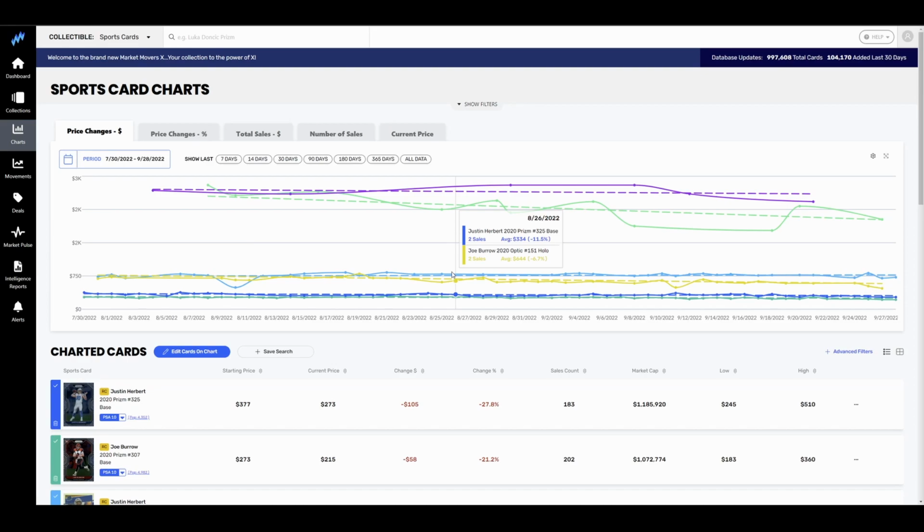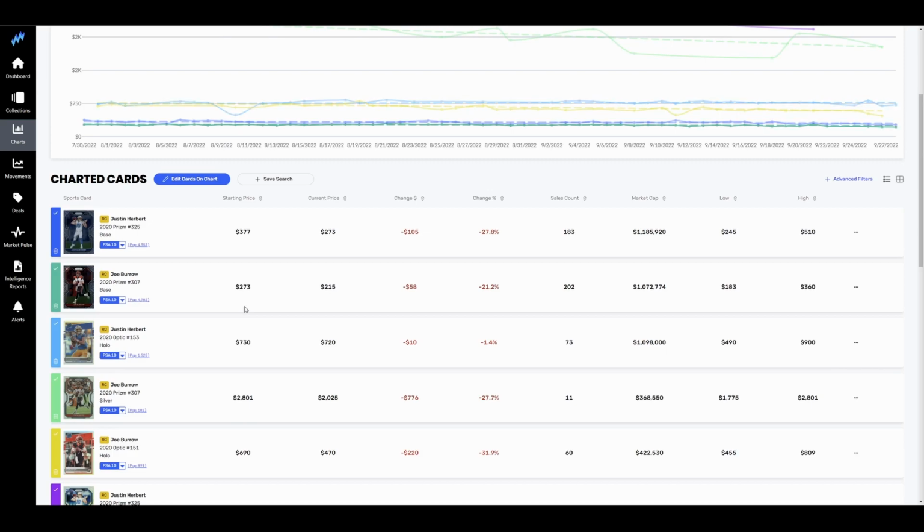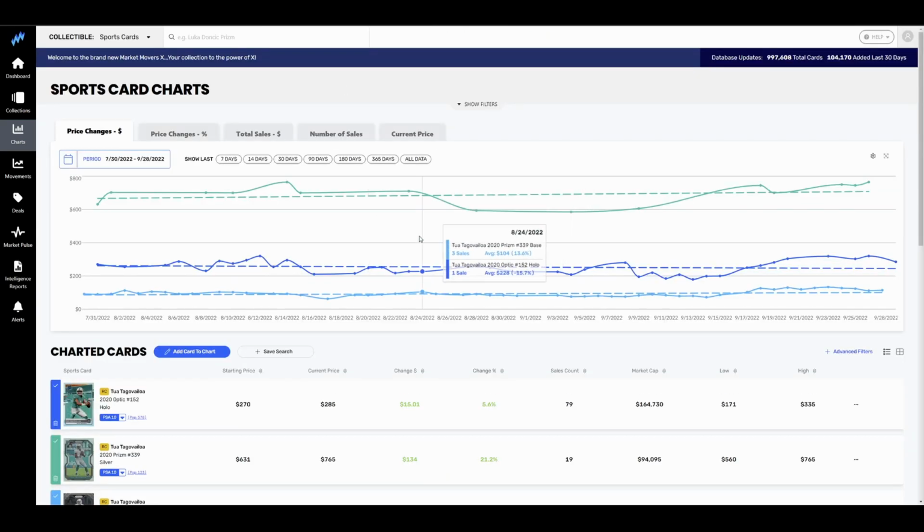Now, we're going to talk about two guys. That is not the case. You'd be printing money right now if you had a bunch of their stuff, and also two more guys that you would have lost your ass on. So it's not all sunshines and kittens out there. But Burrow and Herbert definitely taking a little bit of a hit. We will see how things continue to play out as the season moves on.